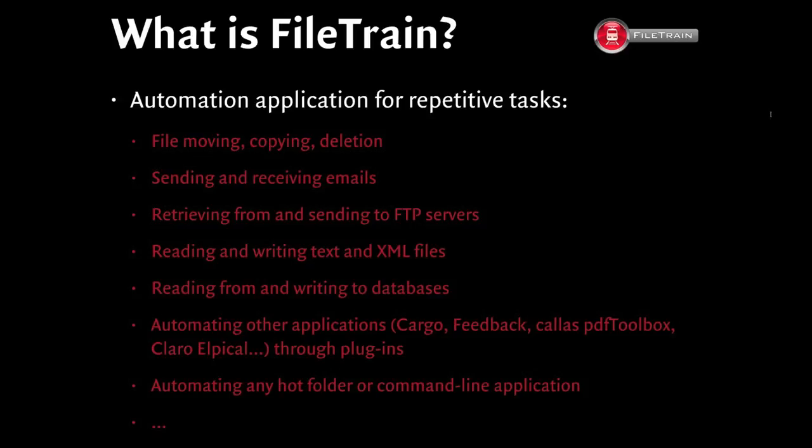And you can see a list on there, including things like Callas PDF Toolbox or Claro Alpical. And then by extension, any application that uses hot folders or can be addressed through a command line, has a command line interface, can also be integrated into a FileTrain station. So it's a wide range of tasks that can be accomplished, and typically FileTrain is used so that things that otherwise would have to be done in a manual way can now be done in a fully automated way. And that saves time, but more importantly, it also standardizes the tasks that are being done, and it saves on errors that people make while doing those things manually. If you automate, then obviously they are always done in exactly the same way.